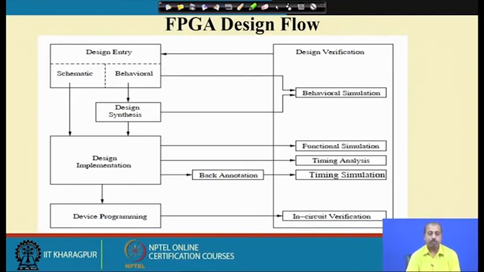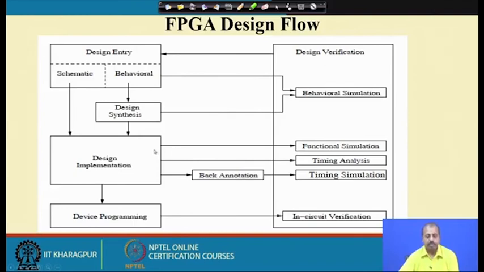So, this is the design process. Whenever we are doing digital design, the verification also comes into question. If you have a behavioral specification, normally we can do a simulation of it. We can put some test vectors and see whether it is giving the proper result or not, that is via behavioral simulation. Similarly, for the design synthesis also, we can go via some simulation.